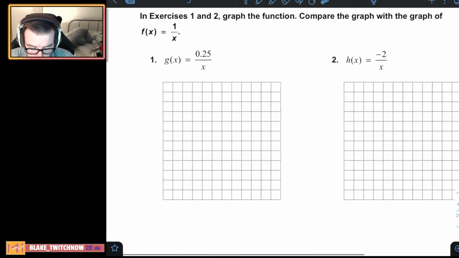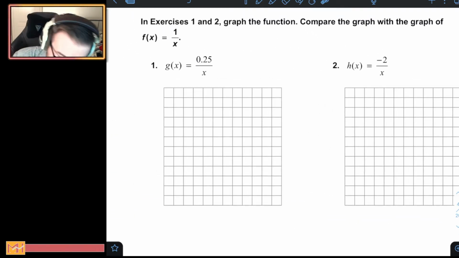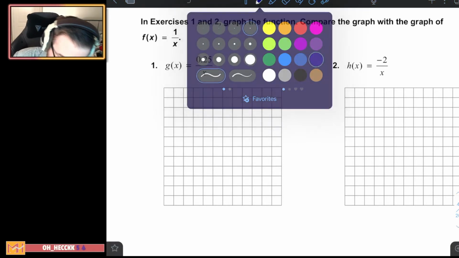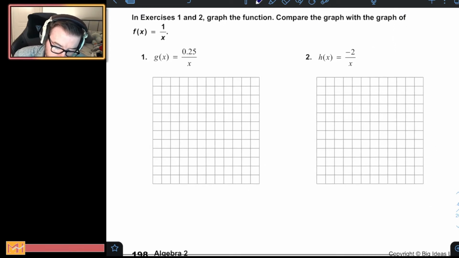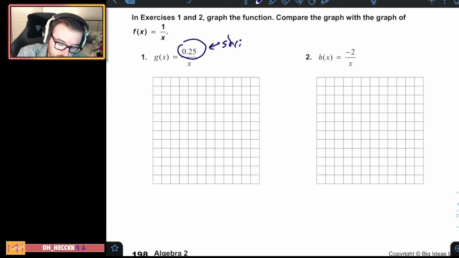So let us look at some graphs. Okay. And let's try to do our best without using Desmos. Okay. So, what do we immediately know? There has been no horizontal shift. Okay. So, no horizontal shift. And this 0.25 in the numerator makes it a shrink. Okay. That's the only thing that happened. It makes it a shrink.